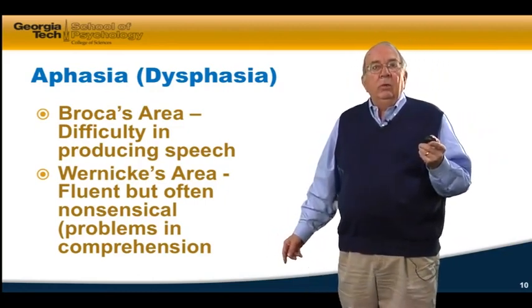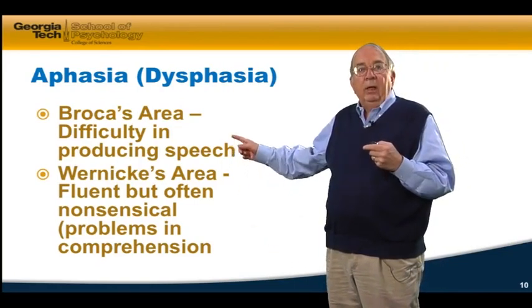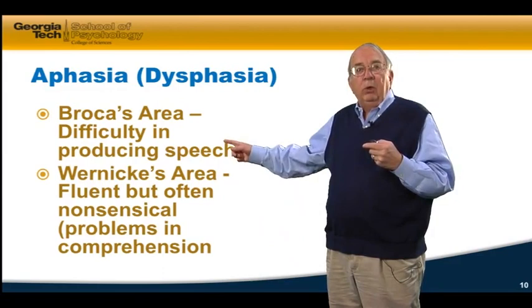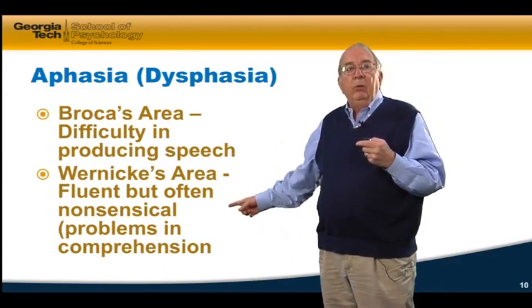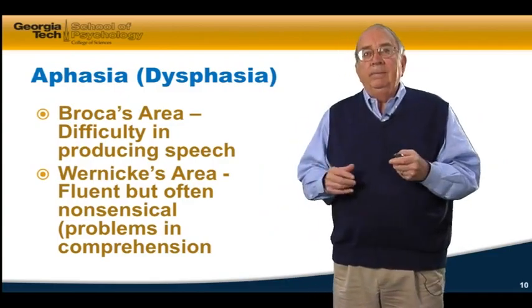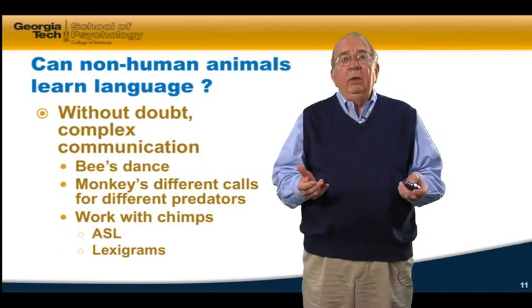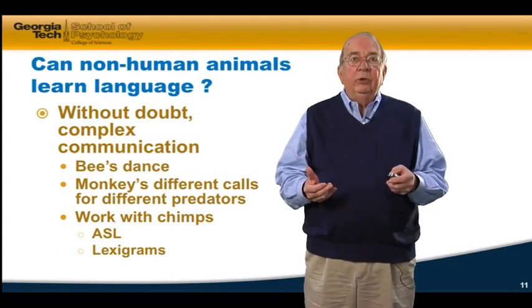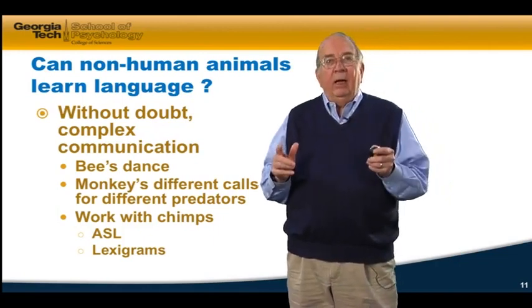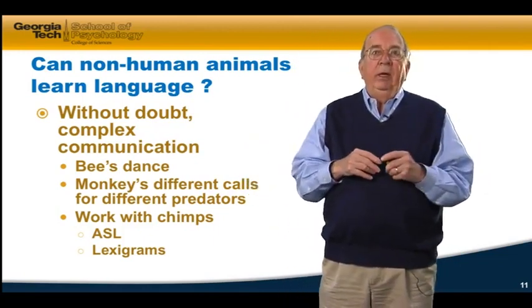In your readings, there is a film which demonstrates both an aphasic person with Broca's area lesions and one with Wernicke's area lesions, and you can really detect the differences very clearly. So now we want to ask the question, are humans the only animals that can use language, or can non-human animals use language? Without a doubt, animals have a very strong communication ability.